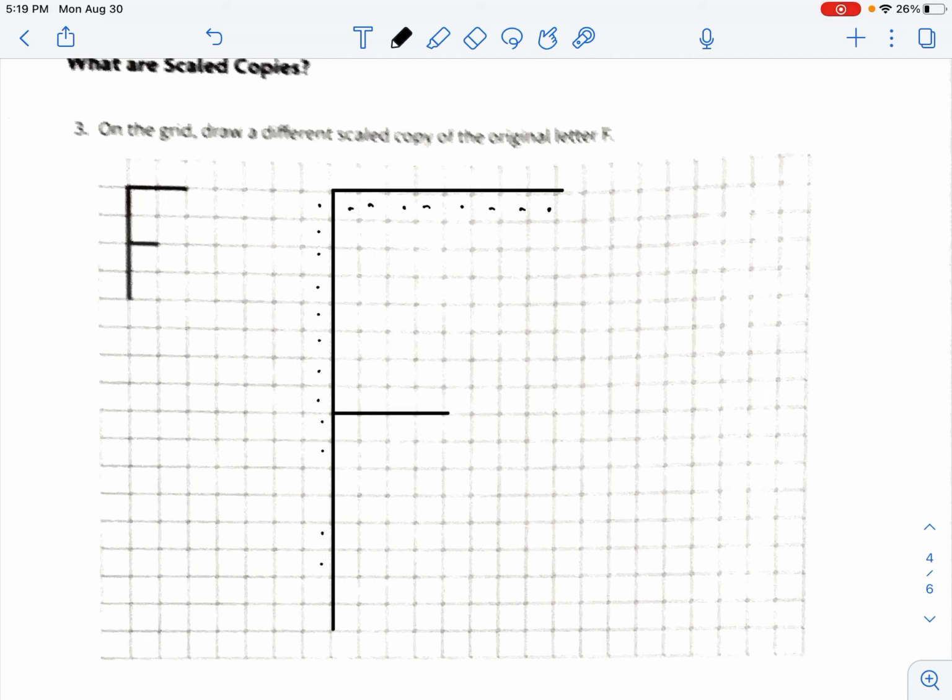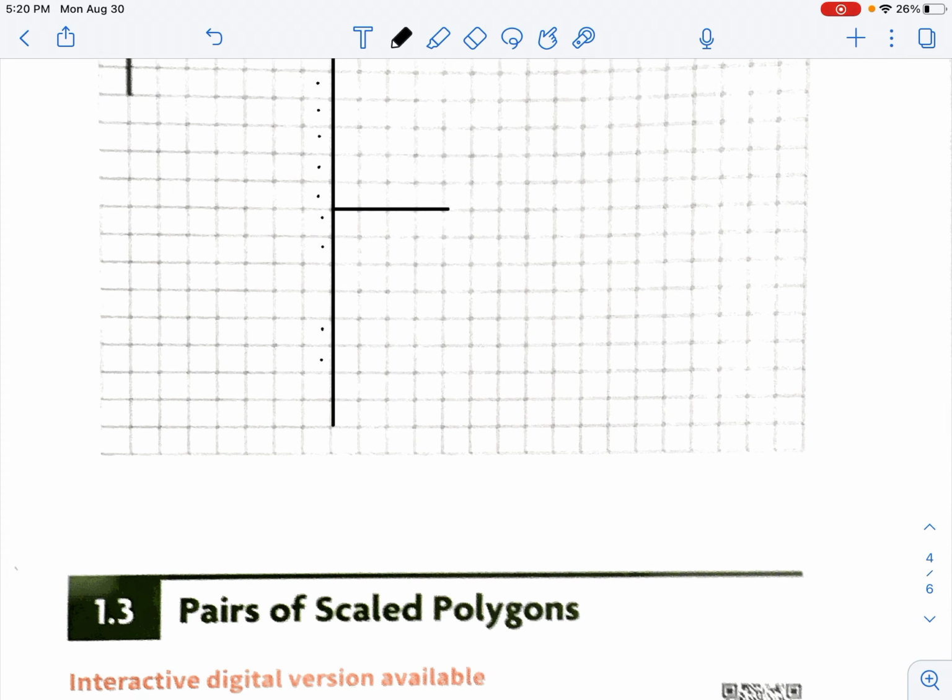Yours could look different. It could be a different scale. It could get smaller. But you're just going to multiply each dimension by the same number to get your next size.